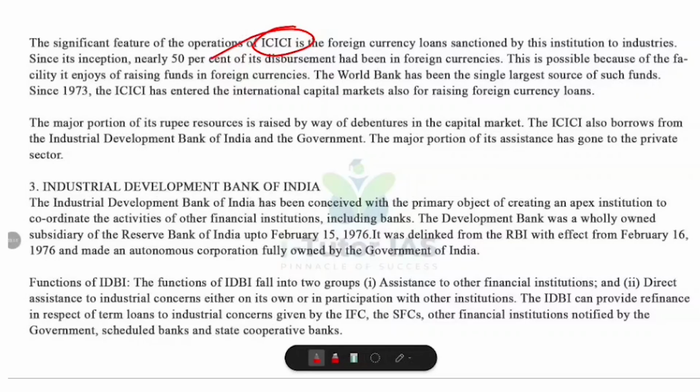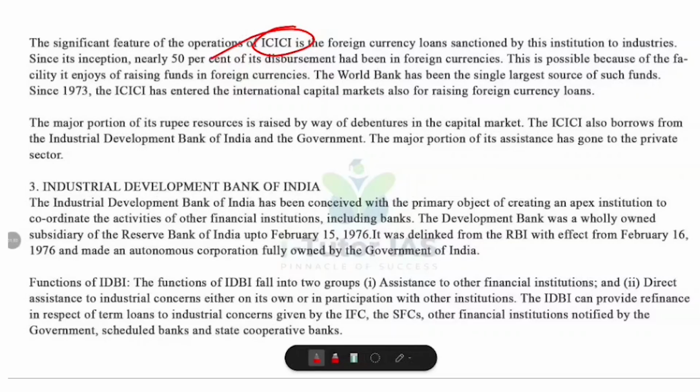When we look at its domestic resources, the major portion of ICICI's rupee funds came from issuing debentures in the Indian capital market. Apart from that, it also borrowed from the Industrial Development Bank of India, that is IDBI, and the Government of India. Now, if we see who benefited from ICICI's assistance, it mainly supported the private sector industries. That means ICICI played a key role in strengthening India's industrial base, especially among private companies.